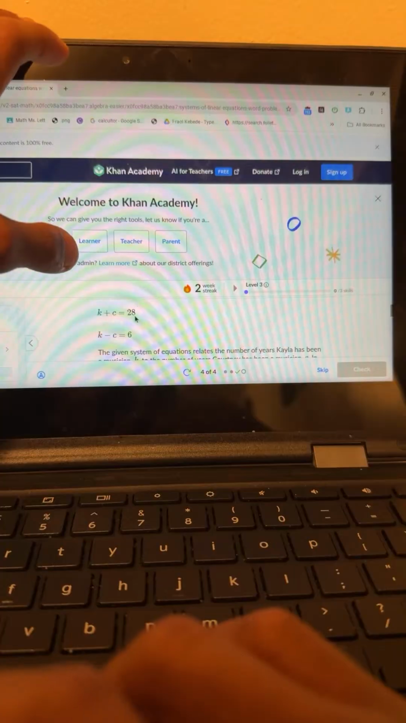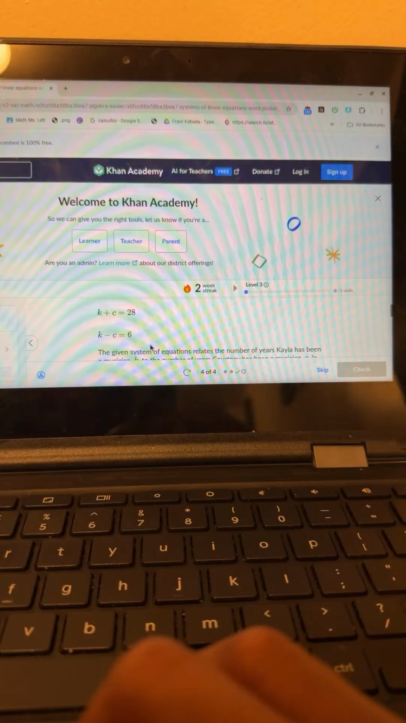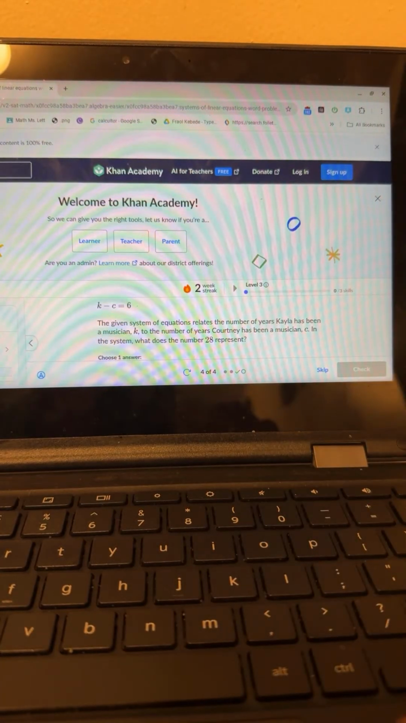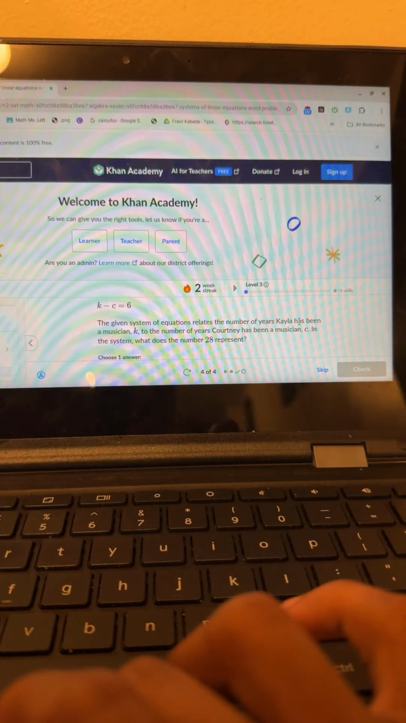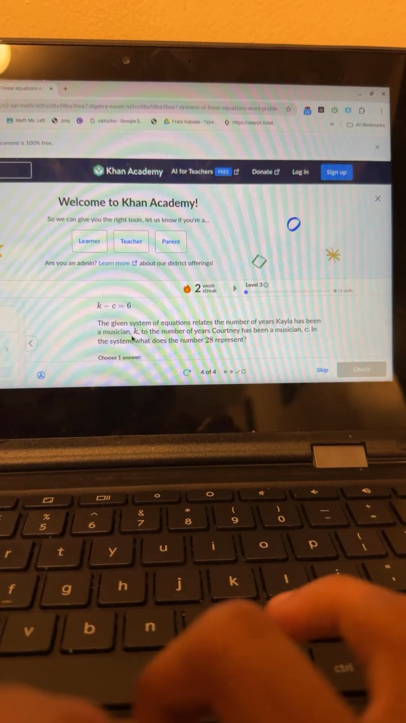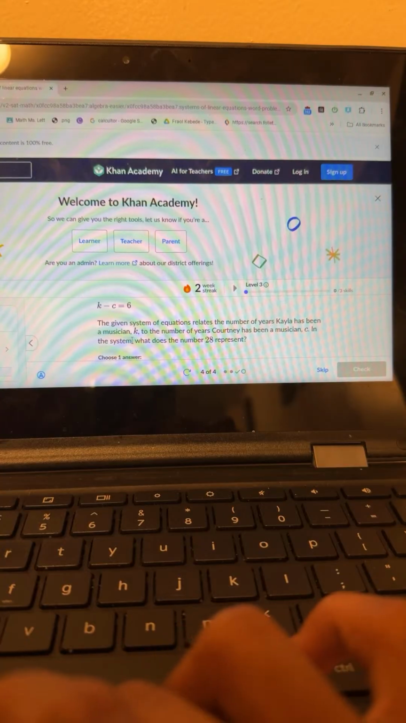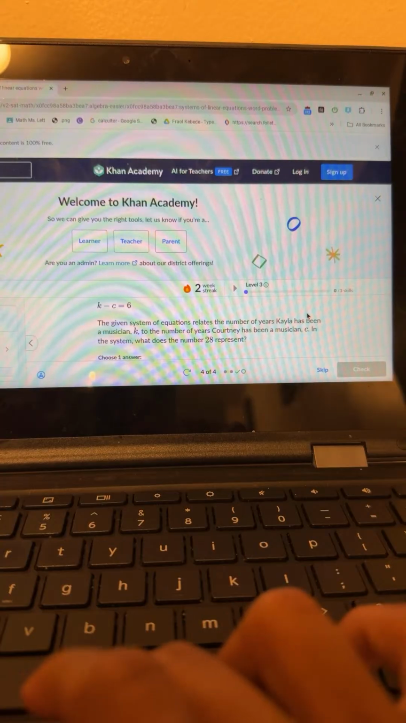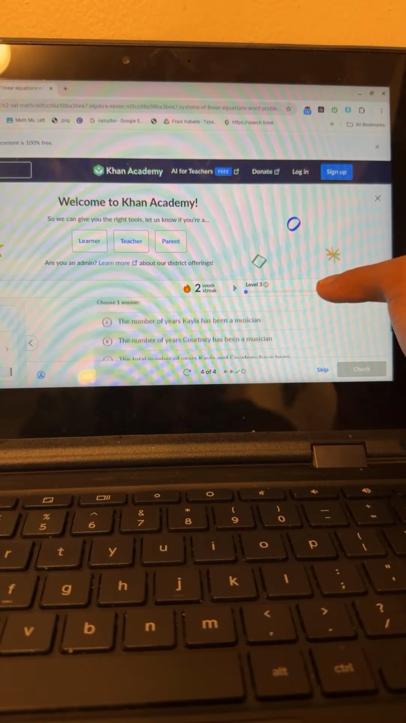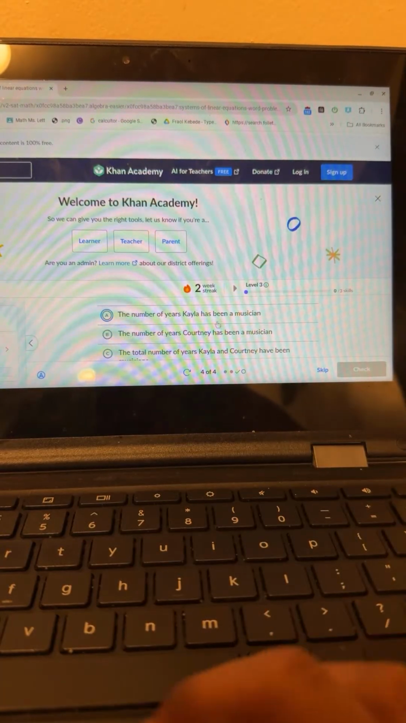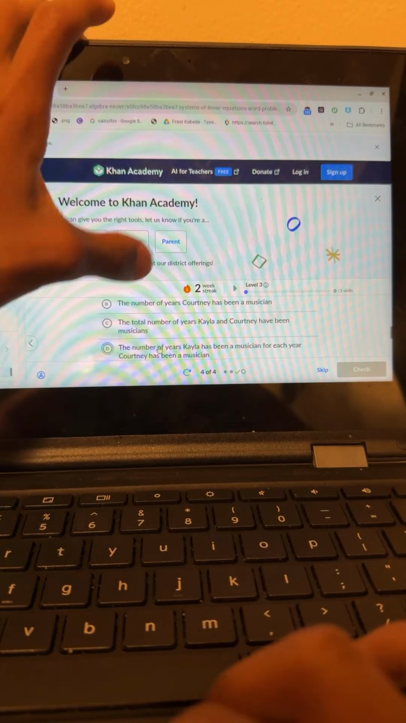K plus C equals 28. K minus C equals 6. Given the system of equations related to the number of years Carla has been a musician, K, and the number of years Courtney has been a musician, C, what does the 28 represent? The number of years Carla has been a musician. The number of years Courtney has been a musician. The total number of years Carla and Courtney have been a musician.